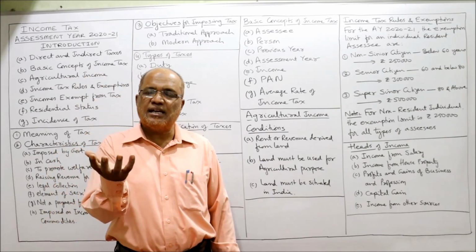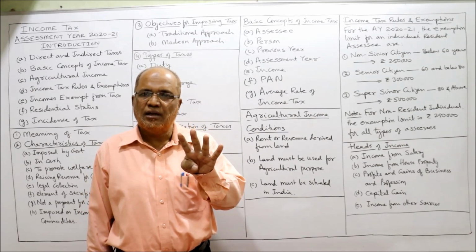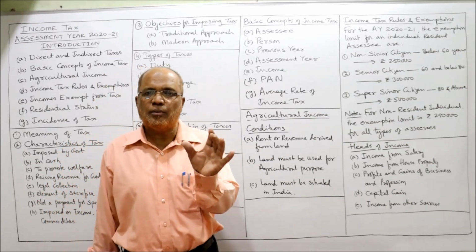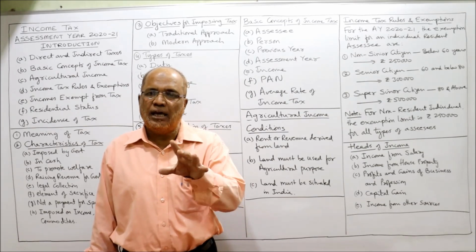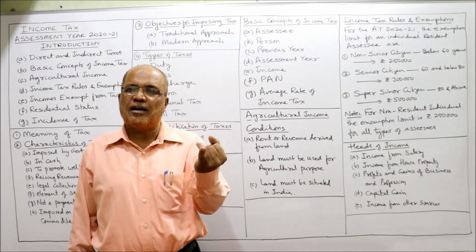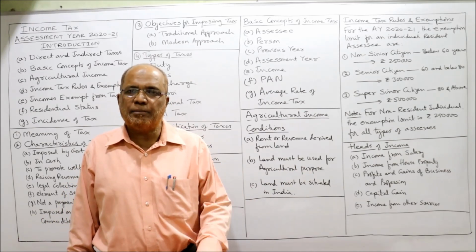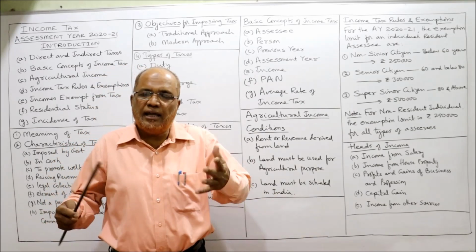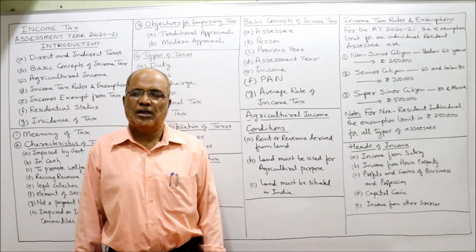Other sources is a residual head. Residual head means if an income does not fall in the first four heads, it will be put to tax under the fifth head. The motto of the Income Tax Act is that no income should go untaxed if it is not exempted. A person cannot say that my income does not fall in any of the heads: it is not salary income, not income from house property, not business income, not capital gain, so my income is not taxable. He cannot say that. The Income Tax Act says your income will be taxable under income from other sources. It is an open head. Any income which does not fall in the first four heads is put to tax under income from other sources.